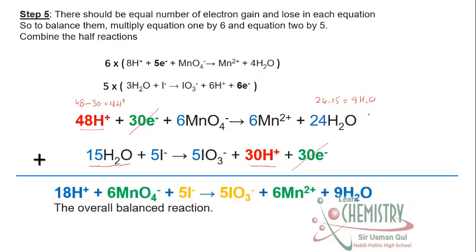This is our overall reaction. You can see there are 18 H+ ions and 9 water molecules, and all the other elements will be written similarly. Now this is our required balanced equation.